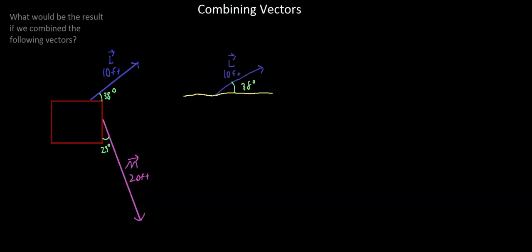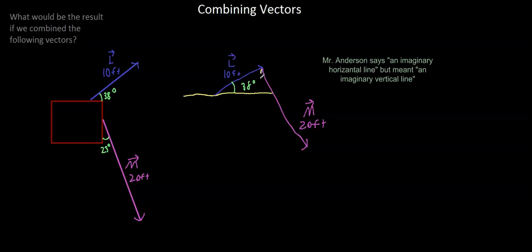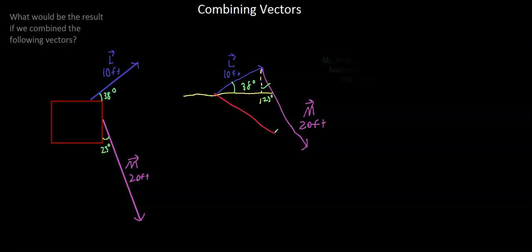And from that tip, I'm going to go ahead and add on vector M, which goes 20 feet. And that's vector M. And let's give ourselves an imaginary horizontal line to give us an angle to draw off of that. And we'll call that 23 degrees. And the question is, what would be this result vector here? And let's keep our alphabet going, L, M, N, vector N.